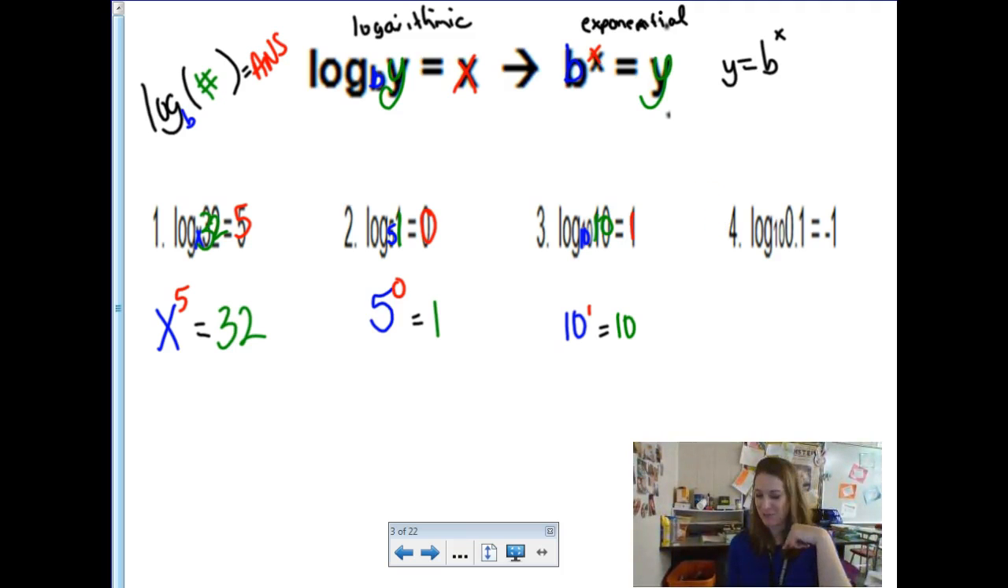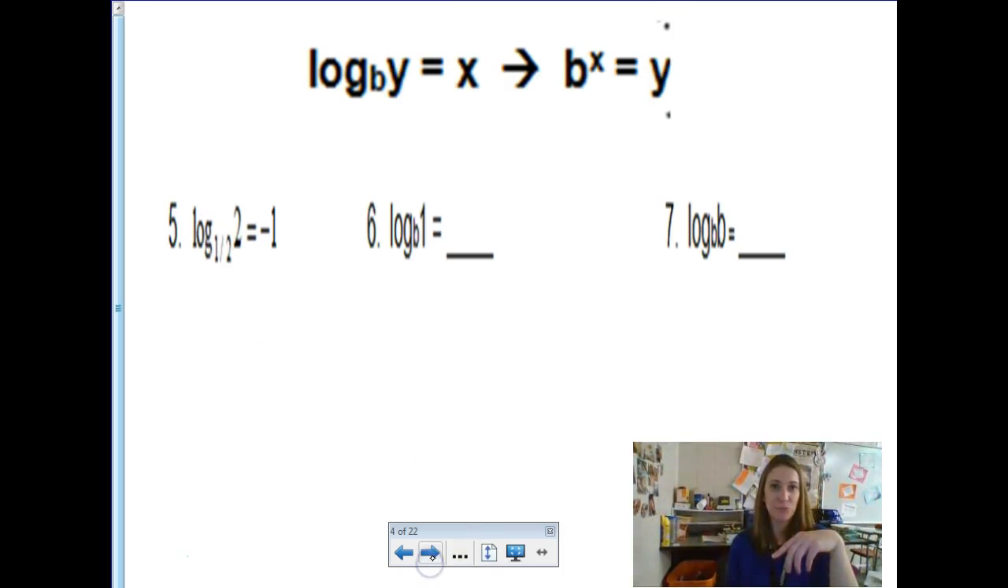So we look at number 4. The base is a 10 again. And then the negative 1, the answer to the logarithm, becomes the exponent. And it's supposed to equal what was in the logarithm originally, which was 0.1. You can just write 0.1 if you'd like. But 10 to the negative first power is 1/10, which is the decimal 0.1. So that makes lots of sense.